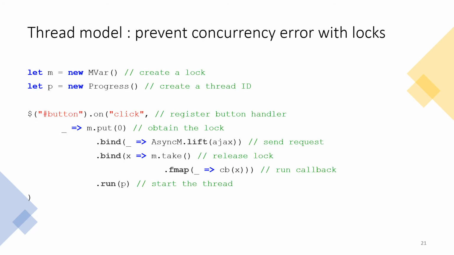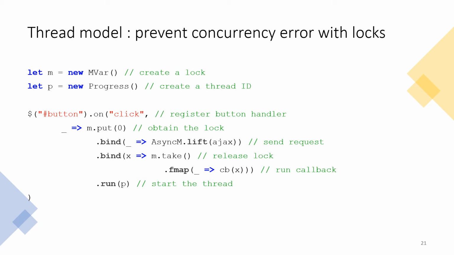Using this thread design, we can implement the previous example using a lock. We define a lock with an envar object, which may be empty or hold one value. A thread can take a value from a full envar or put a value in an empty envar. A thread that puts a value in an envar will be blocked if the envar is full, while a thread that takes a value from an envar will be blocked if the envar is empty. We also create a thread ID using an instance of a progress class.